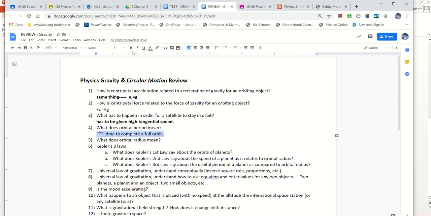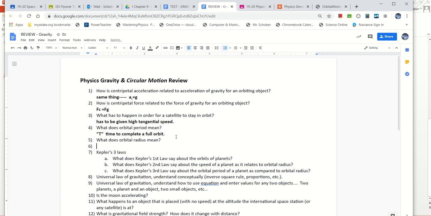Which takes us to our next question, what does orbital radius mean? That just means the center to center distance.